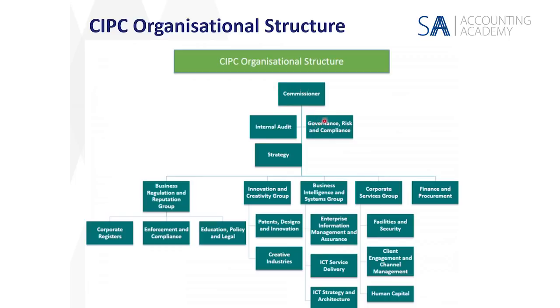Then we've got governance, risk, and compliance. Now, governance, risk, and compliance definitely is the majority of the sections. The majority of people work in this section. There's internal audit as well, and there's strategy, which all the business groups have. But if you have a look, they've got corporate registers, enforcement and compliance, which is very important. It's also important to note that we all have our contact people within these separate departments.